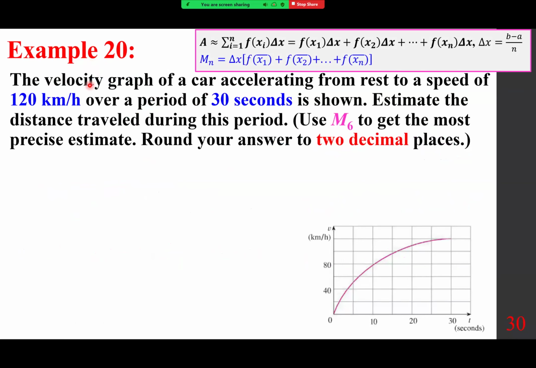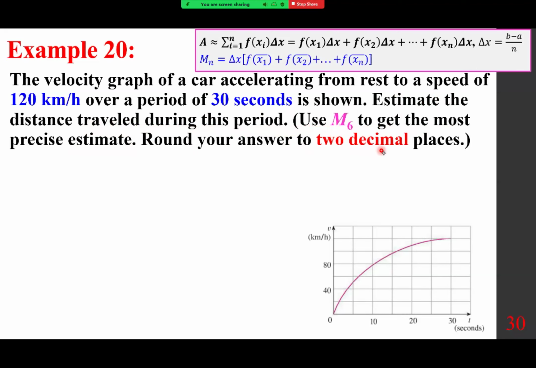Example 20, the velocity graph of a car accelerating from rest to a speed of 120 kilometers per hour over a period of 30 seconds is shown. So over the course of 30 seconds, it gets to 120 kilometers per hour. Estimate the distance traveled during this period. Use M sub 6, that means the midpoint, to get the most precise estimate rounded to 2 decimals.